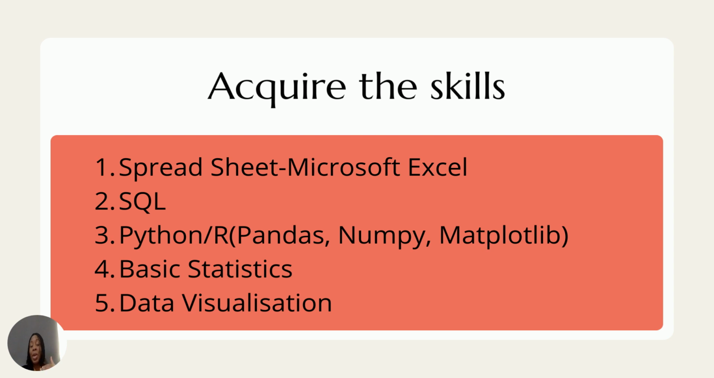The first one is spreadsheet or Microsoft Excel. A spreadsheet is an electronic document that allows data to be arranged in rows and columns, like in the form of tables, and allows calculations to be done. Microsoft Excel is a type of spreadsheet. It's manufactured by Microsoft. Microsoft is the vendor.